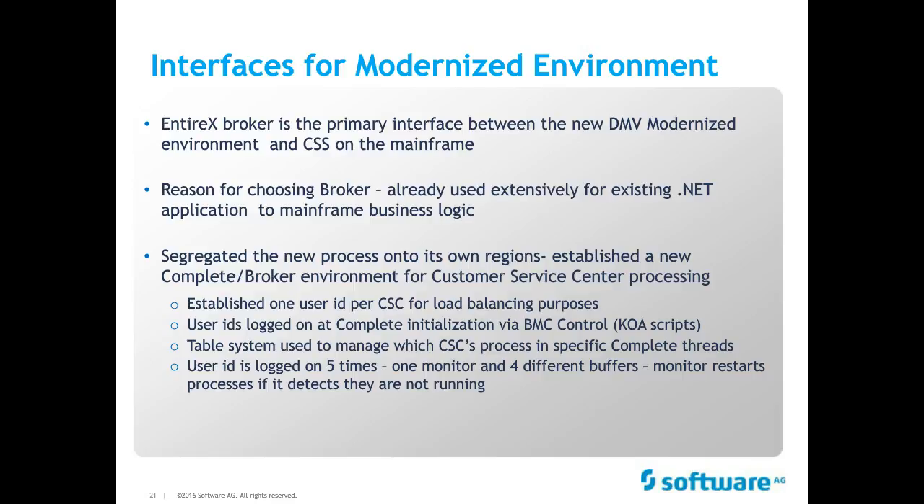We were a little bit concerned about putting these 75 branch offices into the existing complete broker environment that we had. So one of the things that we did is we stood up new development and test and production environments for that. In order to give us a little bit of load balancing, we set up one user ID per customer service center. The user IDs are logged on, as all of our internet process IDs are, at complete initialization time using the BMC control product with KOA scripts.